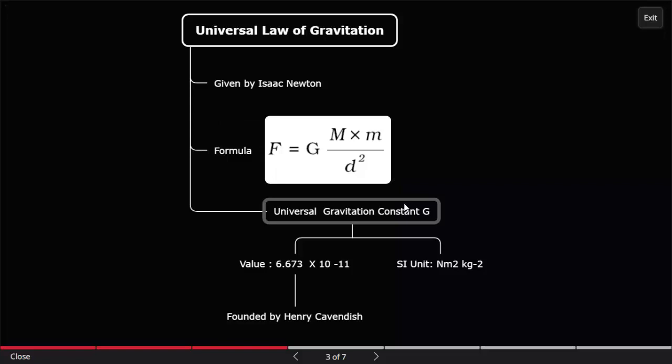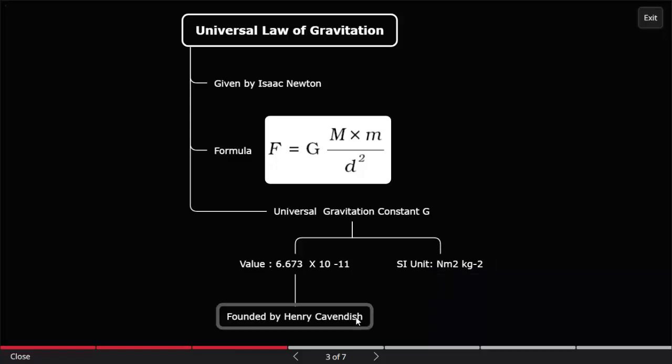You should know this is a constant, so it must have a value. What is its value? 6.673 into 10 raised to the power of minus 11. And what is its unit? You can derive it from the formula. I will not tell you how to derive it. It is very simple. The unit is Newton meter square per kg square. And what is the unit of gravitational force? Yes, Newton is the unit of gravitational force. And what is the unit of the universal gravitation constant? It is Newton meter square per kg square.